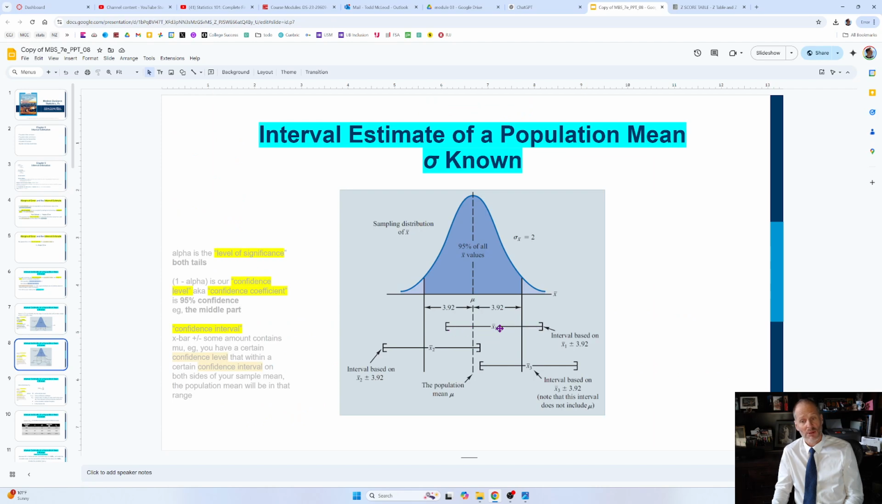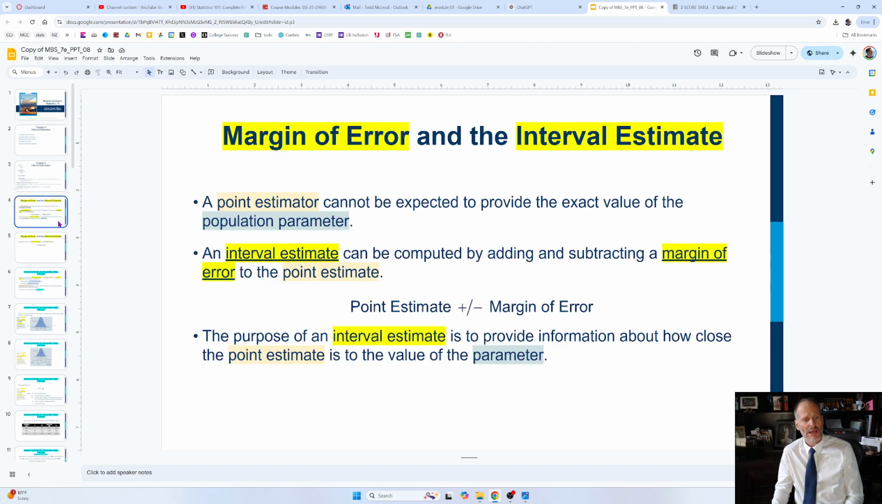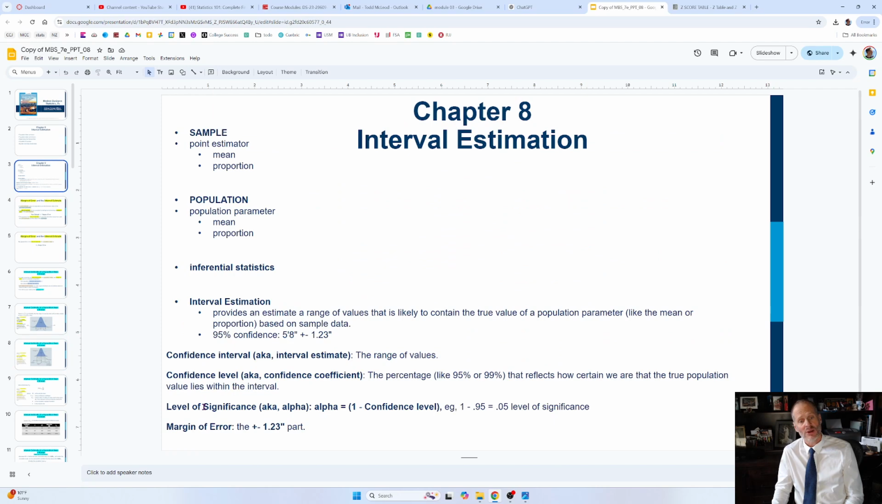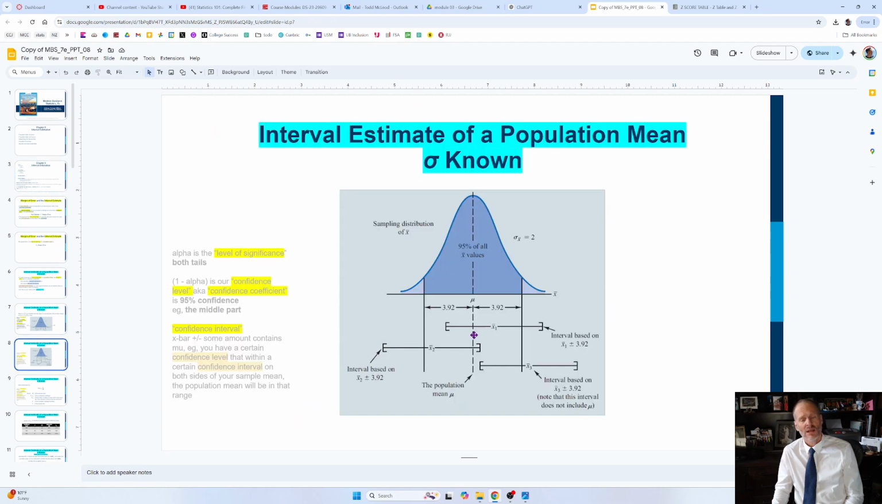So here's our sample mean, plus or minus 3.92, and you can see that it includes the population mean. 95% of the time, our sample mean with this plus or minus 3.92 making that margin of error, giving us our confidence interval or interval estimate, is going to contain the population parameter, which in this case is the population mean.